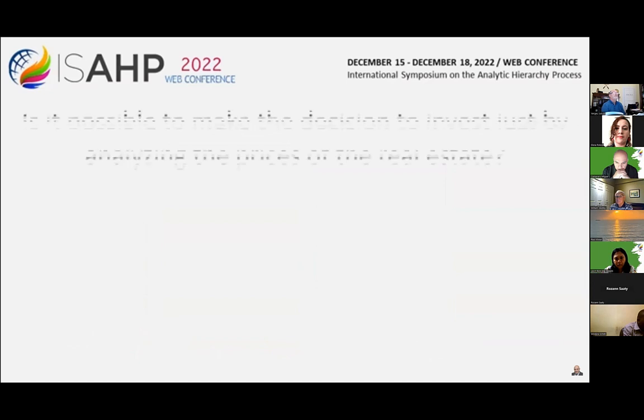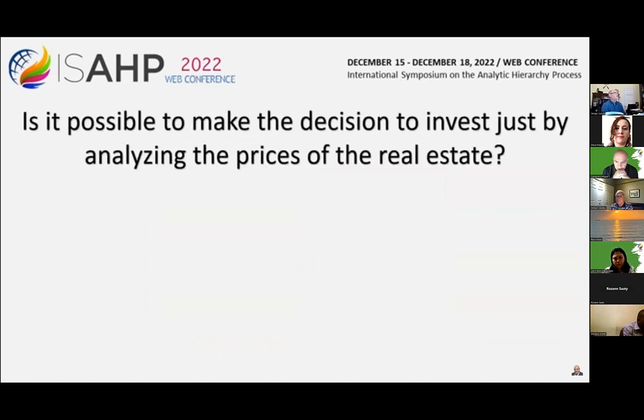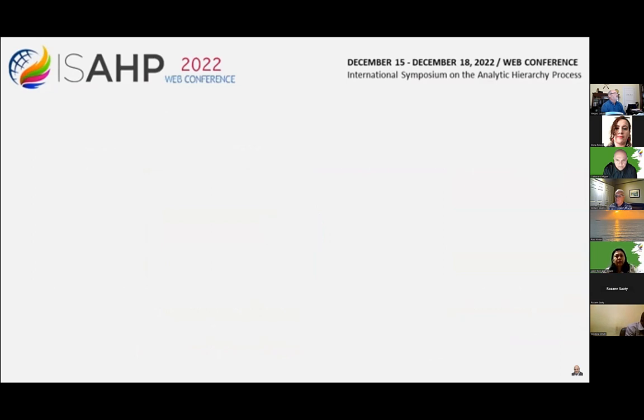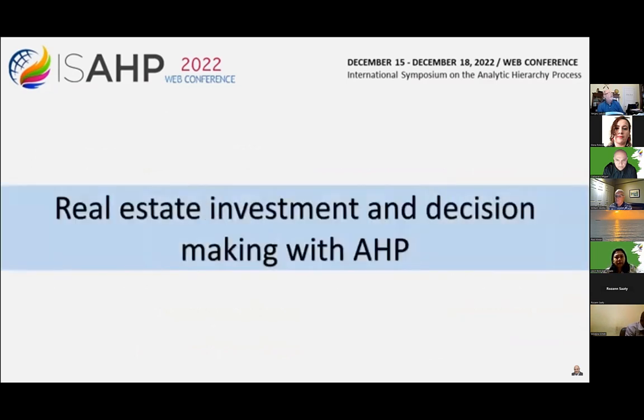With respect to the result of the price estimation of the previous sequence, the following question can be asked. Is it possible to make the decision to invest just by analyzing the prices of the real estate? The answer is no. Now, what method can be used to help make the best possible real estate investment decision? Real estate investment and decision-making with AHP.